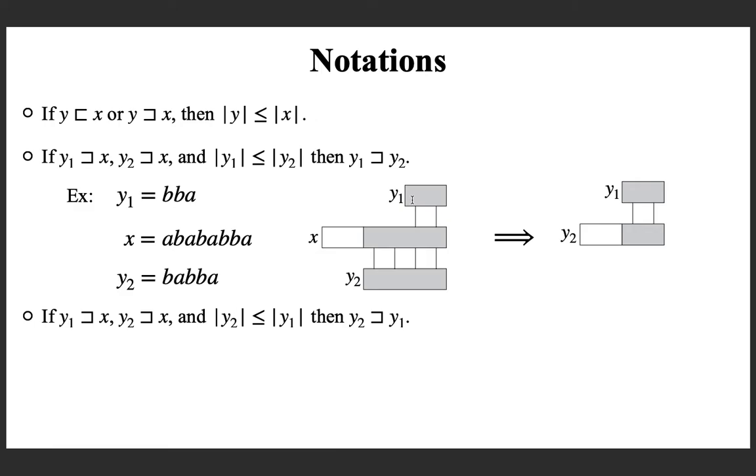This is the other case. Suppose y1 and y2 are prefixes of x and y2 is less than or equal to y1. This time y2 is less than or equal to y1. Then you can see that y2 is a suffix of y1. Okay, you can easily observe that it is correct.